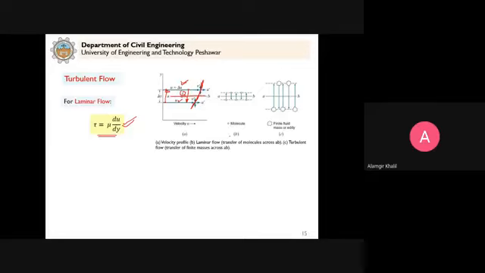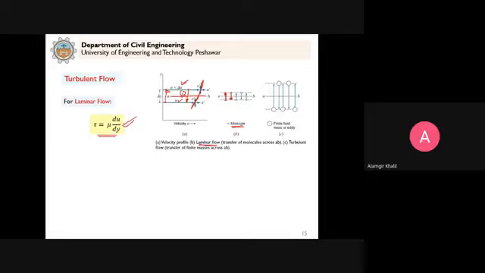Now, if we look at laminar flow, what happens is that individual molecules move from one layer to another layer. You can see from the lower layer, the particle may move to the upper layer, and from the upper layer, the particle can move to the lower layer. And through these individual molecules, the transfer of momentum occurs.